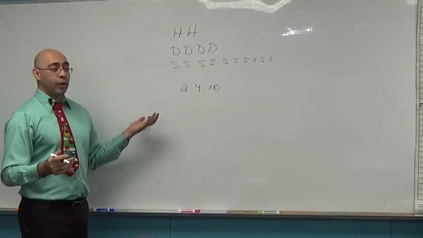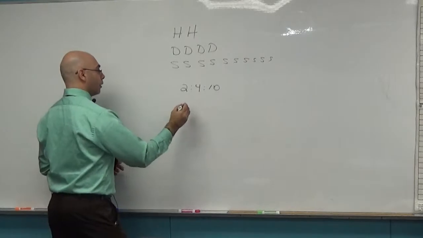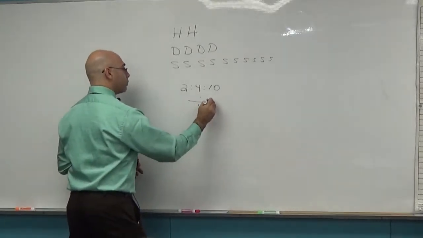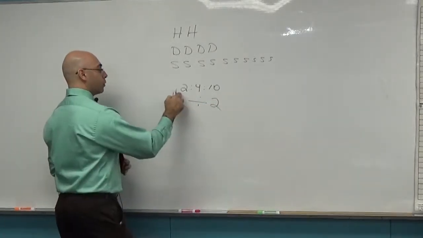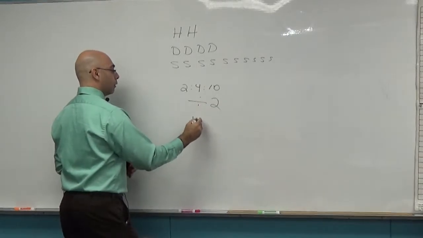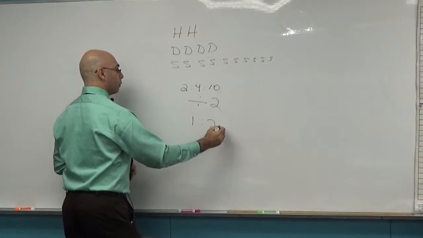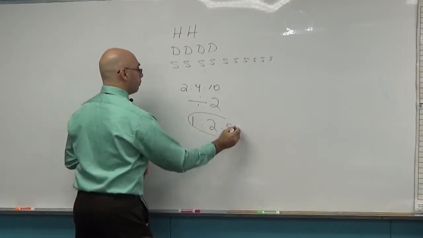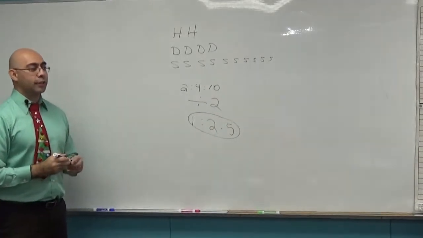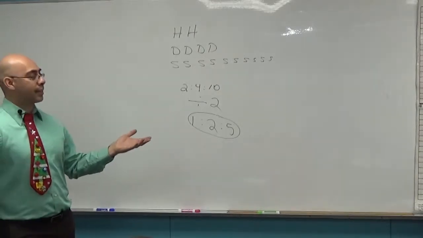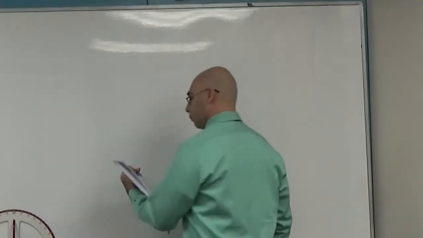And then you just got to simplify. What can you simplify all these things with? 2. You can divide all of these by 2. What's 2 divided by 2? 1. What's 4 divided by 2? 2. What's 10 divided by 2? 5. All right, so you get the idea of ratios. You work them the exact same way as you would with fractions.